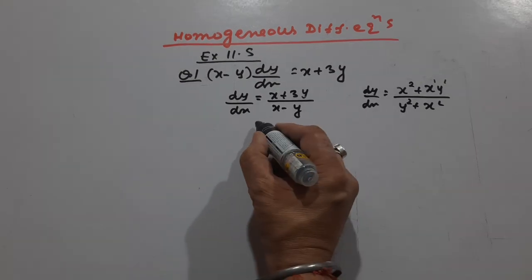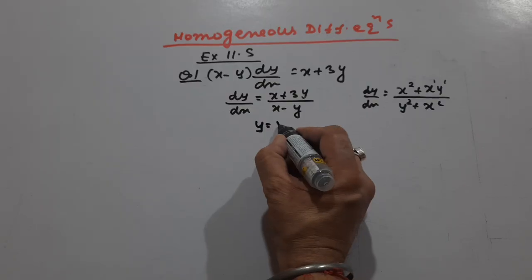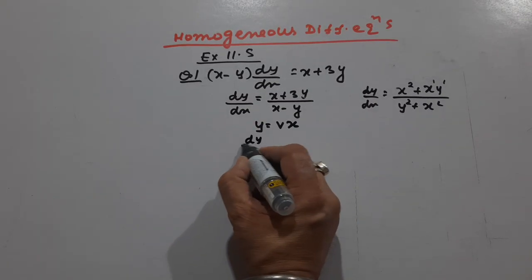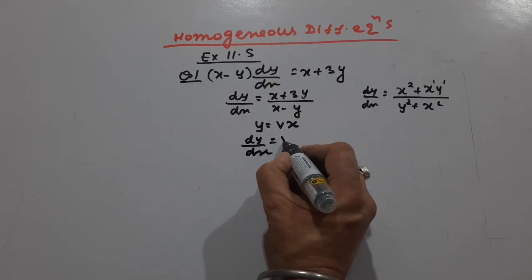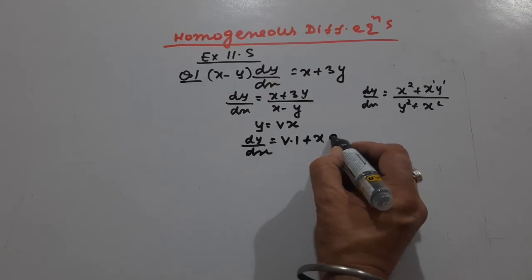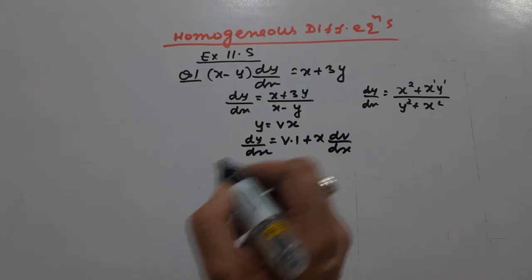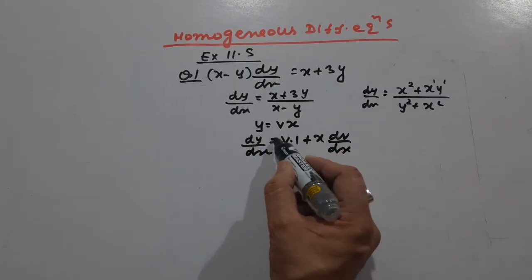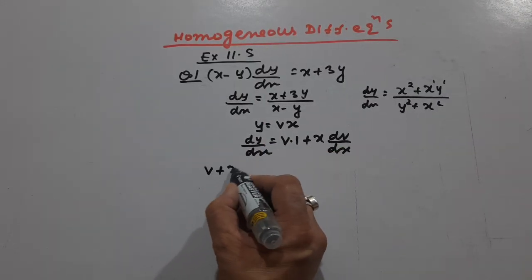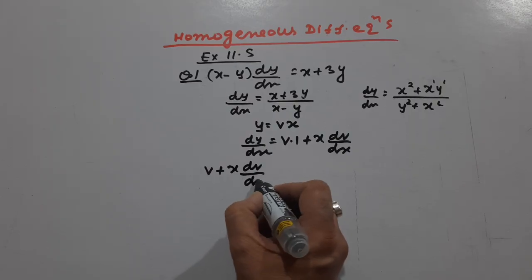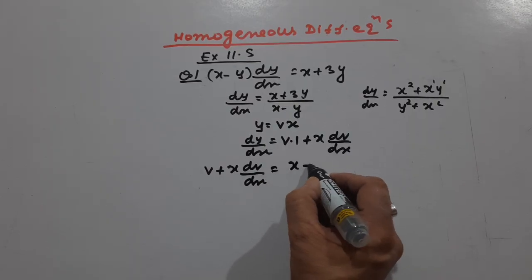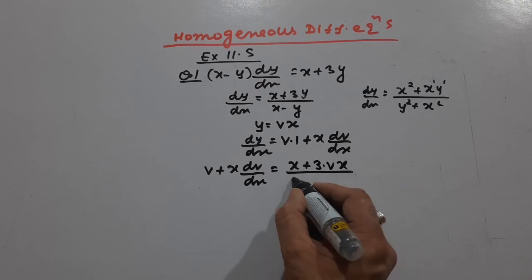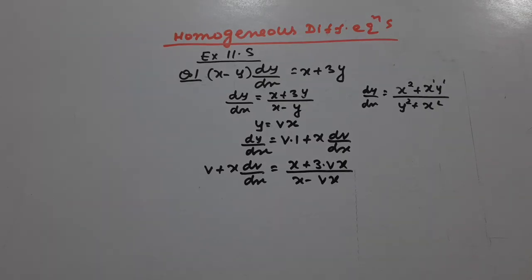So students, जब आपने ये आइडेंटिफाई कर लिया है कि इक्वेशन होमोजीनियस है, अब हमने इसको सोल्व कैसे करना है. Now we have to put y = vx. We put y = vx. Now differentiating, dy/dx = v into 1 plus x dv/dx. After differentiating we get it like this. Now in place of dy/dx we put this value, v + x dv/dx = x as it is, and in place of y we write vx, x − vx, like this.